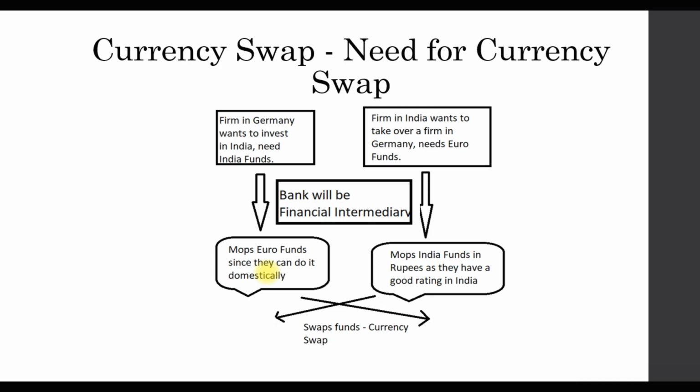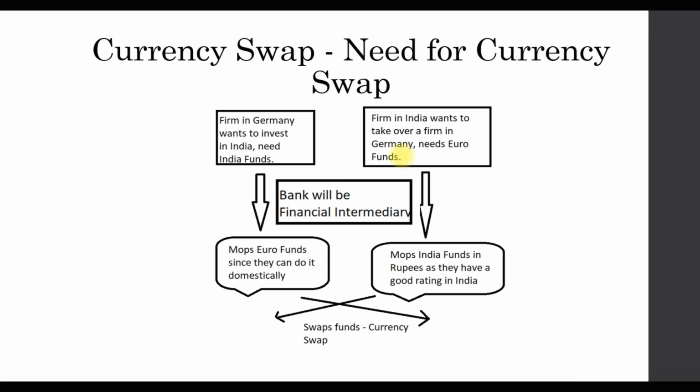We'll try to illustrate this. Here we are imagining that there are two firms. One firm in Germany who wants to invest in India needs Indian funds. Now there is another firm in India who wants to take over a firm in Germany, needs Euro funds. So how do they typically go about this, and where can currency swap be helpful?